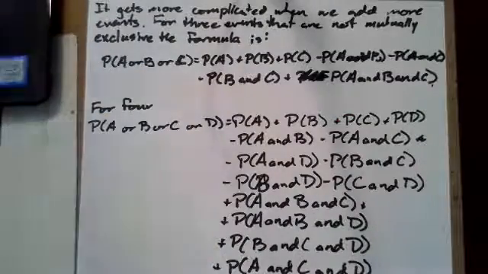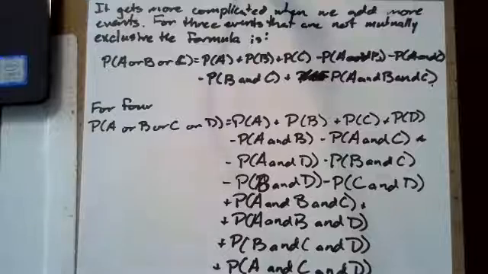It gets more complicated when we add more events. For 3 statements that are not mutually exclusive, the formula is the probability of A or B or C is the probability of A plus the probability of B plus the probability of C minus the probability of A and B minus the probability of A and C minus the probability of B and C plus the probability of A and B and C.